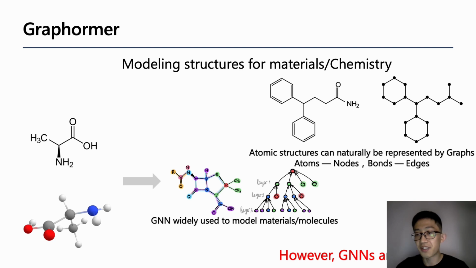So Graphormer is essentially a model that extracts high-level representation of atomic structures. If you think about it, the structures of molecules are usually represented as graphs, which is quite natural. The nodes are the atoms, the edges are the bonds. Therefore, the graph neural nets have been widely used to model molecules.